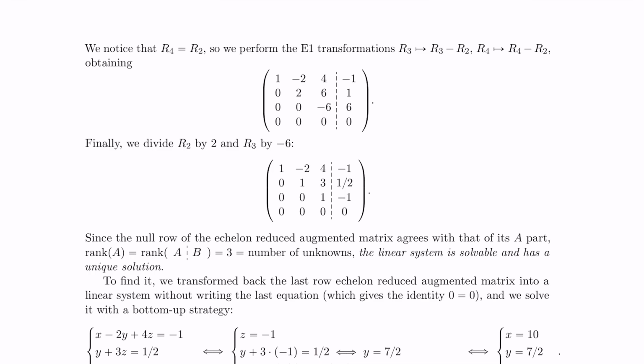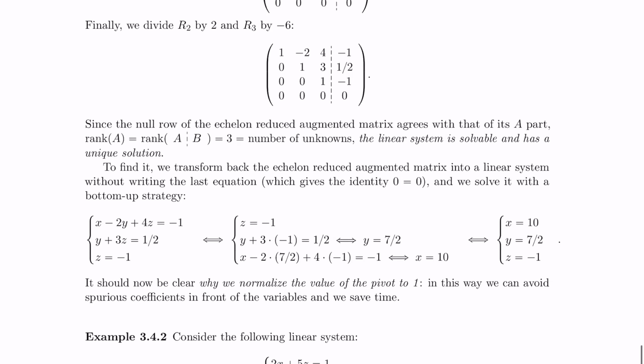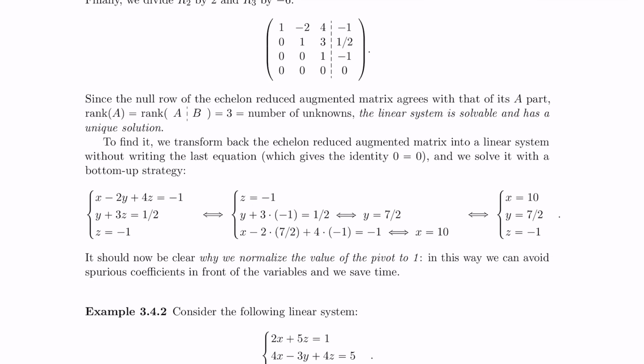We now notice that the final row is 0, and so, for what we have said before, the rank of A is equal to the rank of the augmented matrix, which is 3, because we have 3 non-null rows. Furthermore, recall that we have 3 unknowns, x, y, and z. So, thanks to this equality and the Roche-Capelli theorem, we can say that the linear system is solvable and it has a unique solution. To find this solution, we transform back the echelon reduced augmented matrix into a linear system.